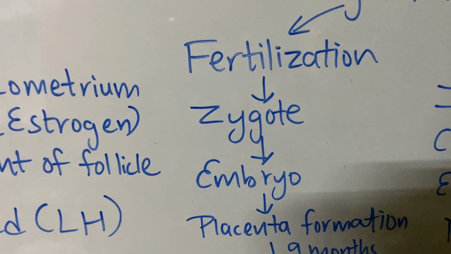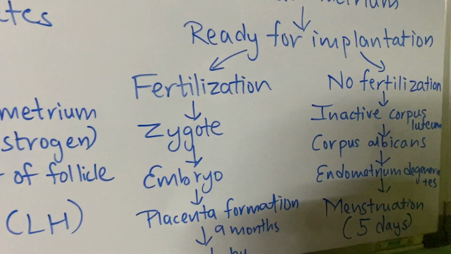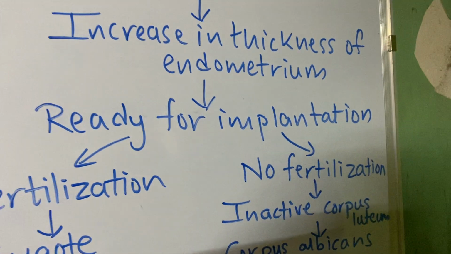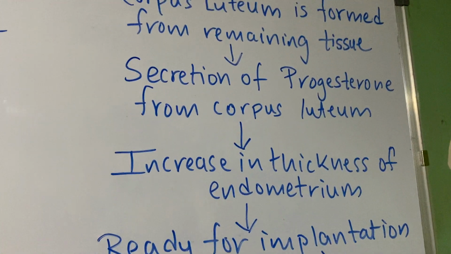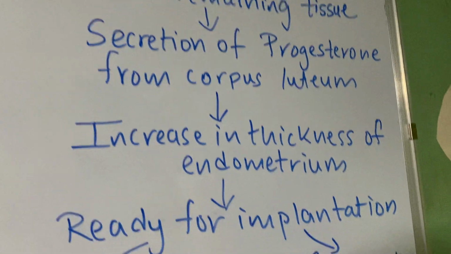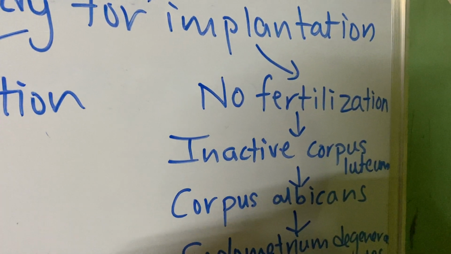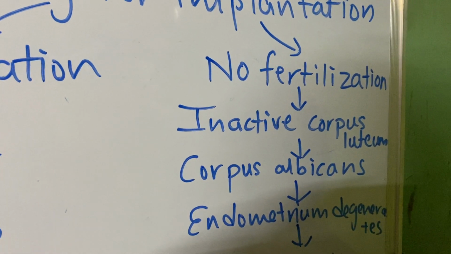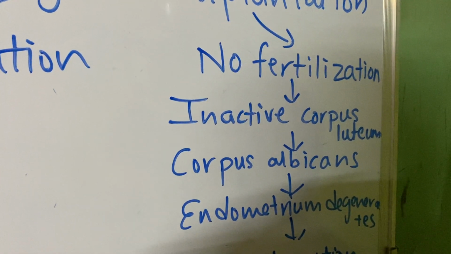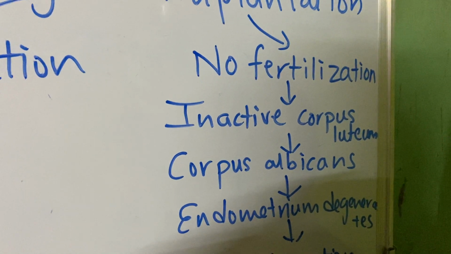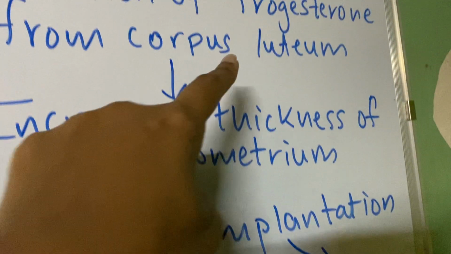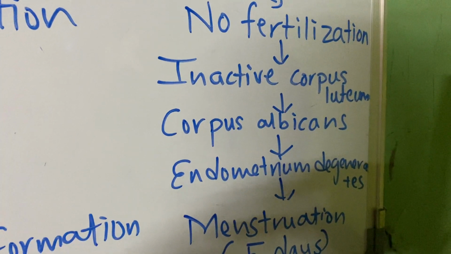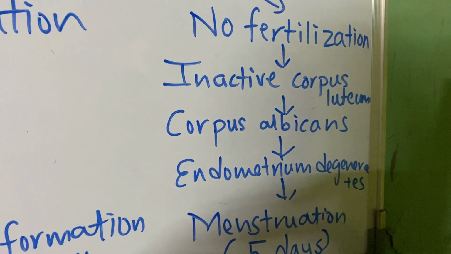But this is not always the case. Sometimes fertilization does not take place, and when there is no fertilization, the corpus luteum, which was formed from the remaining tissue, becomes inactive. This corpus luteum further forms a white scar called the corpus albicans. Now, as the corpus albicans is formed, the progesterone secretion stops, and therefore the endometrium, which was thickened for implantation, degenerates.